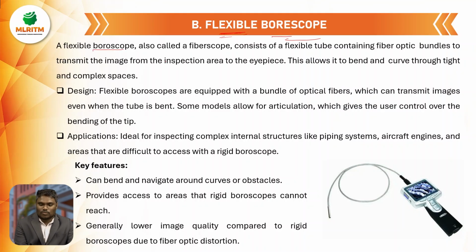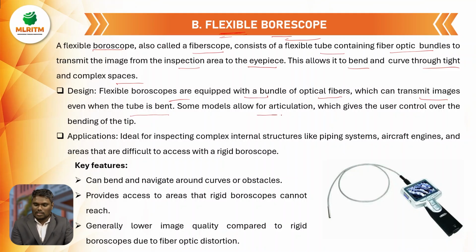A flexible boroscope is also called a fiberscope, and it consists of what? A flexible tube. It contains fiber optic bundles to transmit the image from the inspection area to the eyepiece of an instructor, and this allows it to bend and curve through the tight and complex spaces of the material in practice. So the design of a flexible boroscope is equipped with a bundle of optical fibers which can transmit images even when the tube is bent.